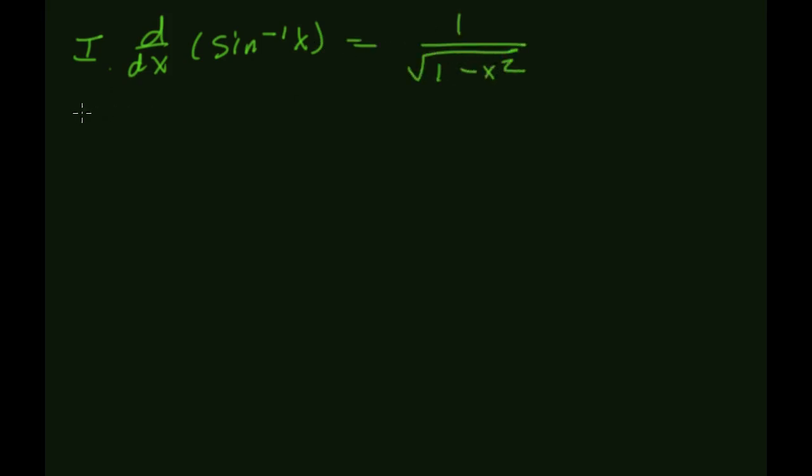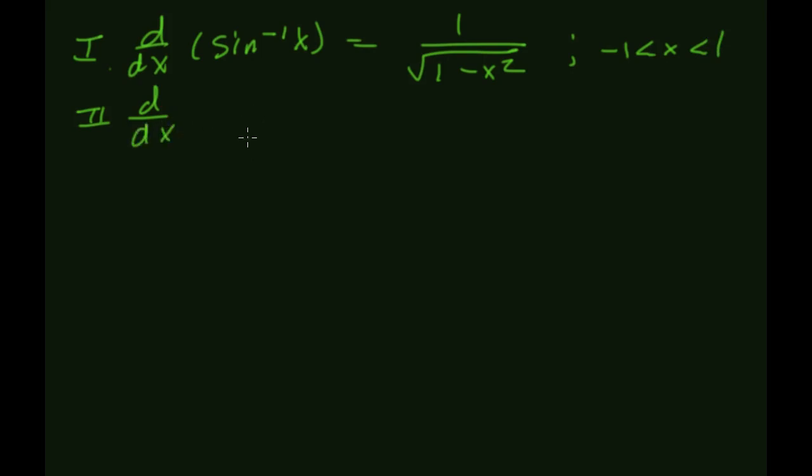Okay, so I'm not going to go through and prove all of these. Similar arguments can be made for the rest of them. So let's just list them all out. Number 1, the derivative, as we just said, of the inverse sine of x is 1 over the square root of 1 minus x squared, and that's on the interval -1 to 1.